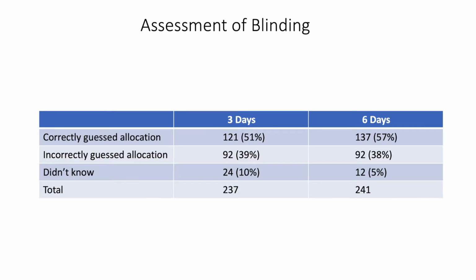These preliminary results reflect the success of the blinding process. At 3 days, 51% of patients correctly guessed their allocated procedure, with a small increase by 6 days to 57%. At 3 days, 39% of patients incorrectly guessed their allocated procedure, with a small decrease at 6 days to 38%. At 3 days, 10% of patients didn't know and were unable to make a guess. This decreased to 5% at 6 days.